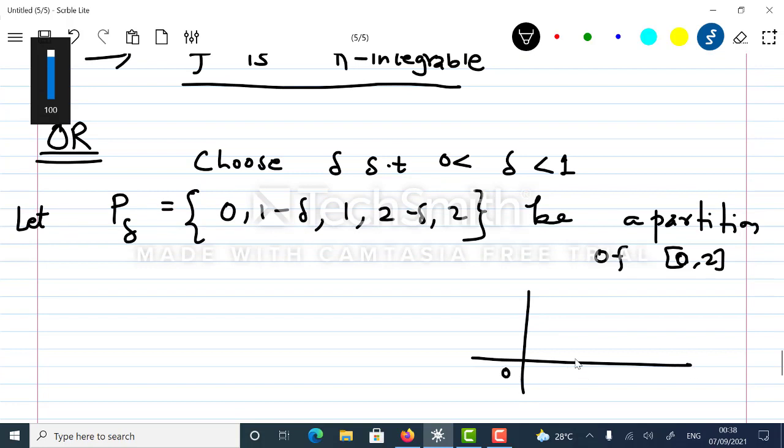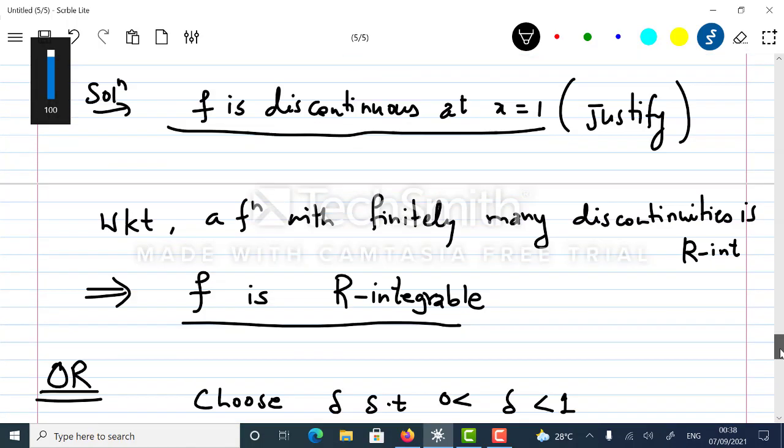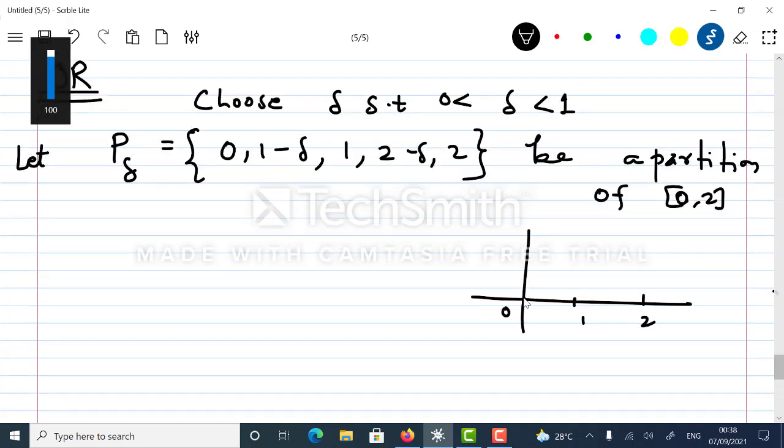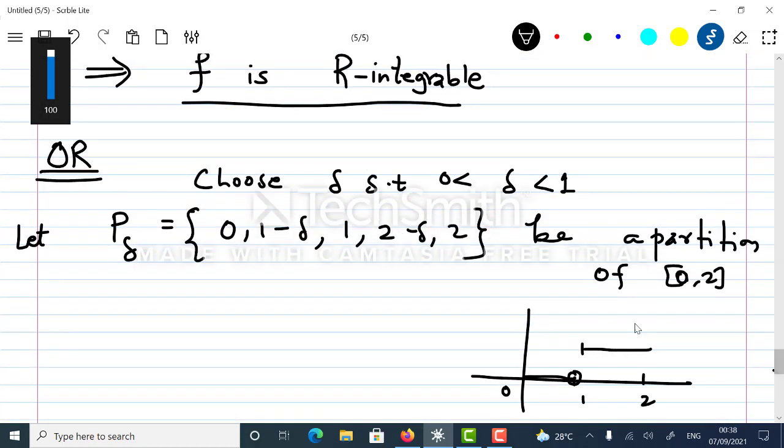It is 0, 1 and 2. When it is a step function, I guess. Yeah, it is a step function. From 0 to 1 it is 0 only. At 1 it is discontinuous, and from 1 to 2 it is this one. So this is not strictly a step function, because at 2 there should be a point, but then it's fine. This is 1.